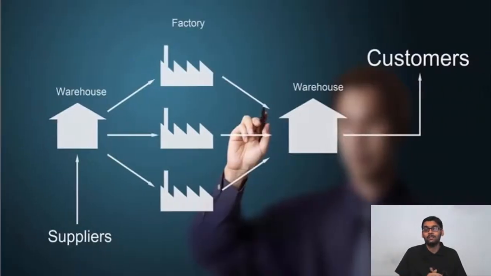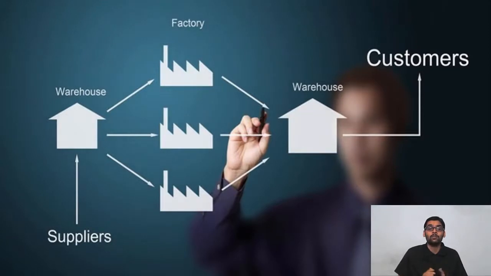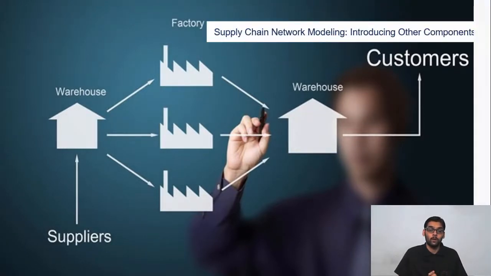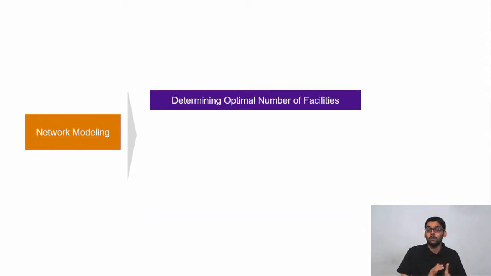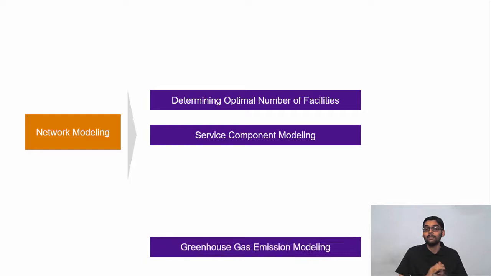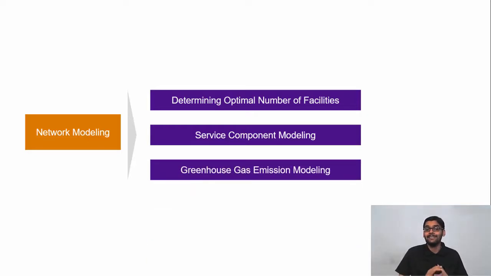I will continue this deep dive journey in the next section as well, where I'll introduce you to some special components of network design like determining number of facilities, service component modeling, and greenhouse gas emission modeling. In this section as well, there is a practice assignment at the end which you must try yourself. By the time you complete this section, you will be able to use network modeling to make decisions related to various components of supply chain network design.